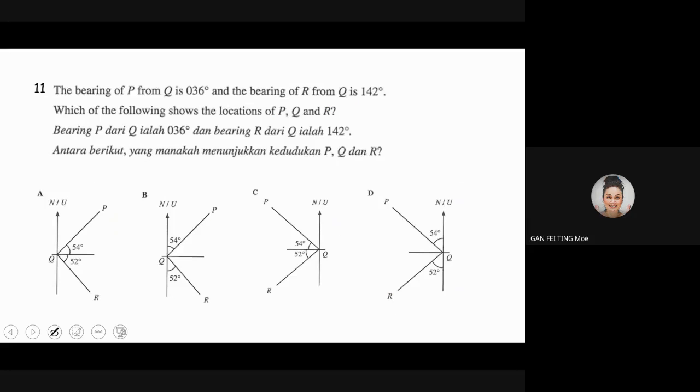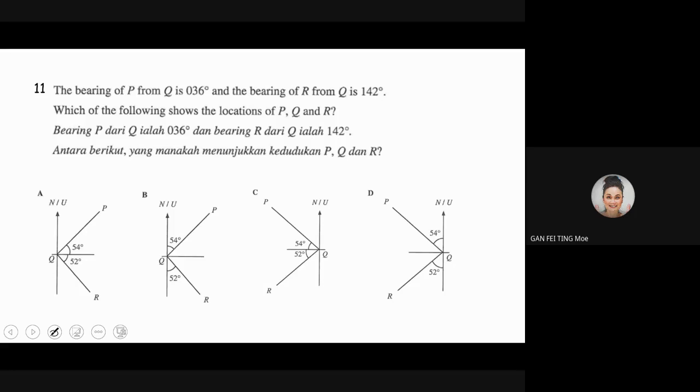Okay, now this question. This question is also very easy. Read the diagram and the question. The bearing of P from Q is 36 degrees. And remember, if you're answering bearing in paper 2, bearing should be in 3 digits. 0, 3, 6 degrees. You cannot just say 36 degrees. No, you are wrong. It should be 0, 3, 6.